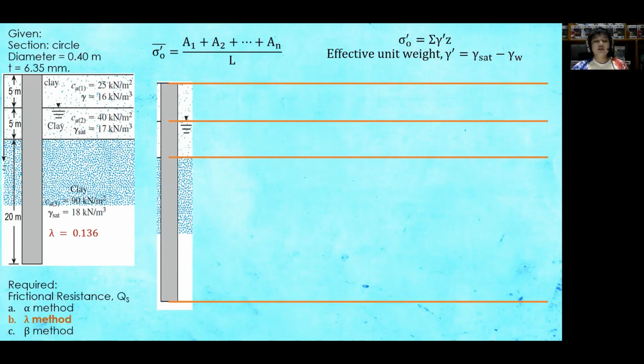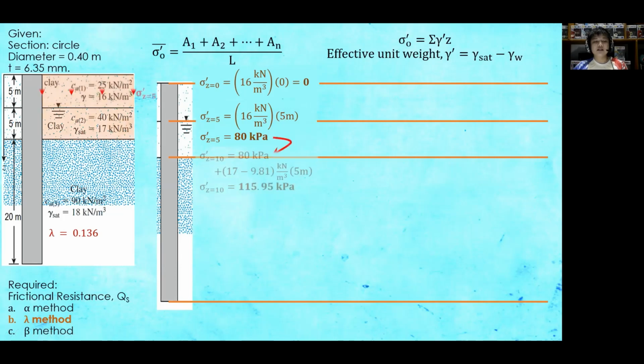So we have 4 different points to consider. First is at Z equal to 0. Therefore, sigma O prime at Z equal to 0 is equal to 0 because Z is already 0. So at Z equal to 5 meters, sigma O prime is equal to gamma, 16, multiplied by Z, that is 5, which is equal to 80 kilopascals.